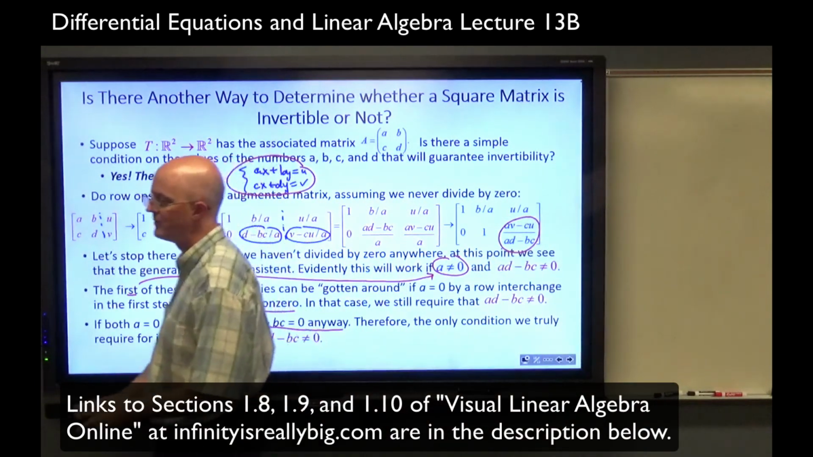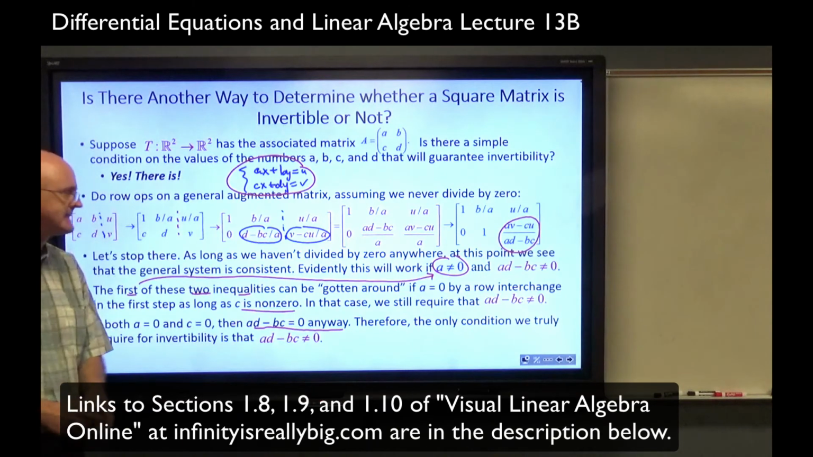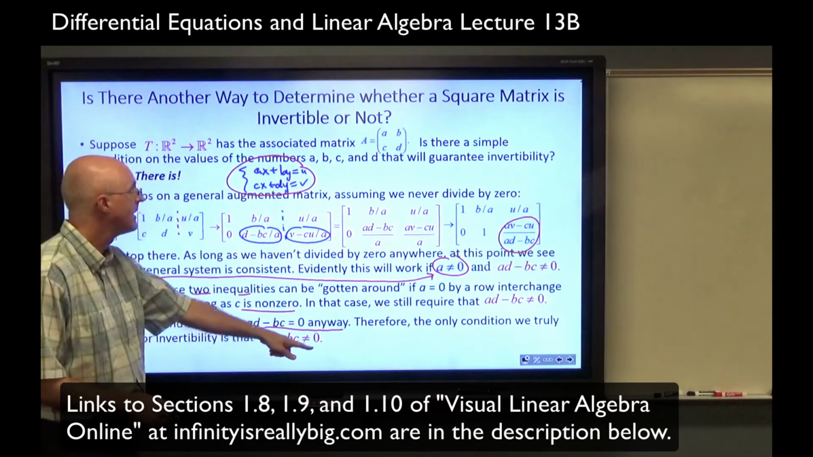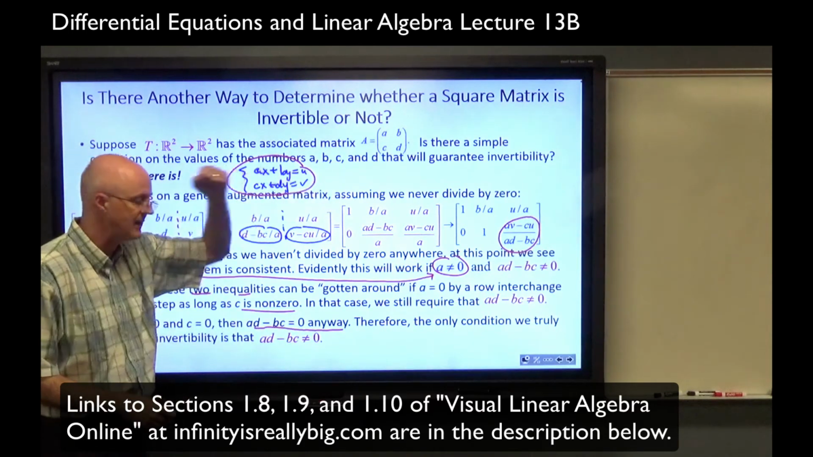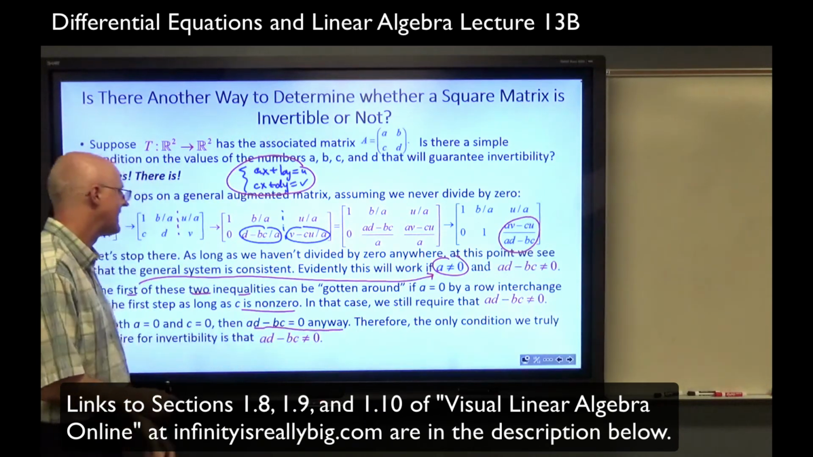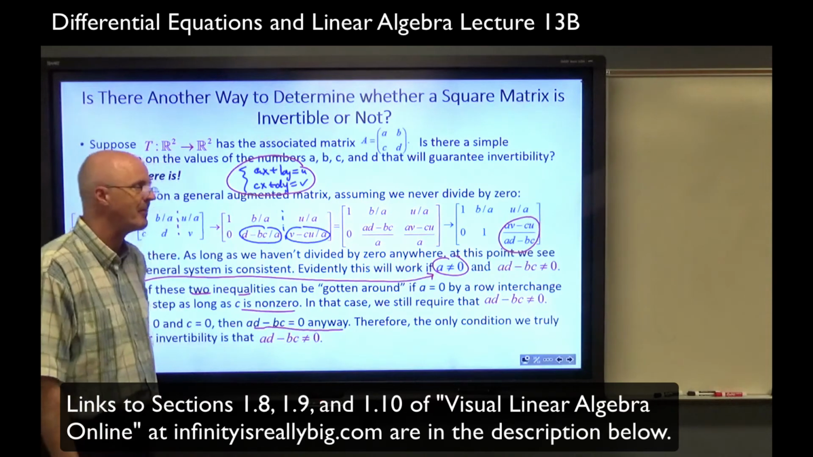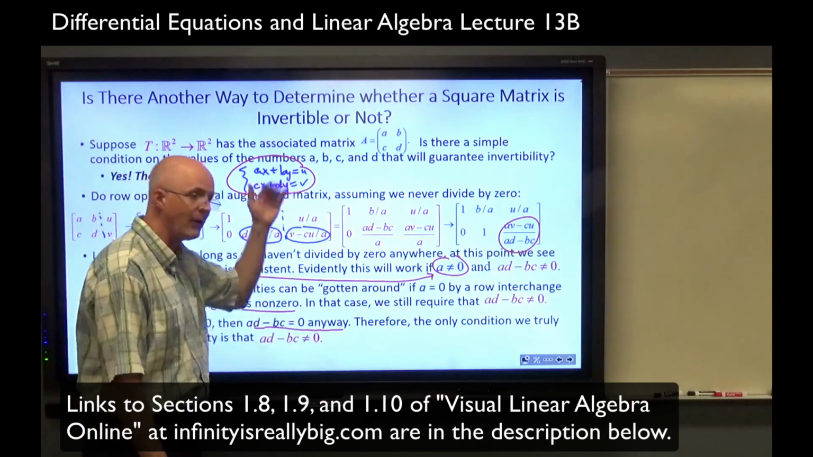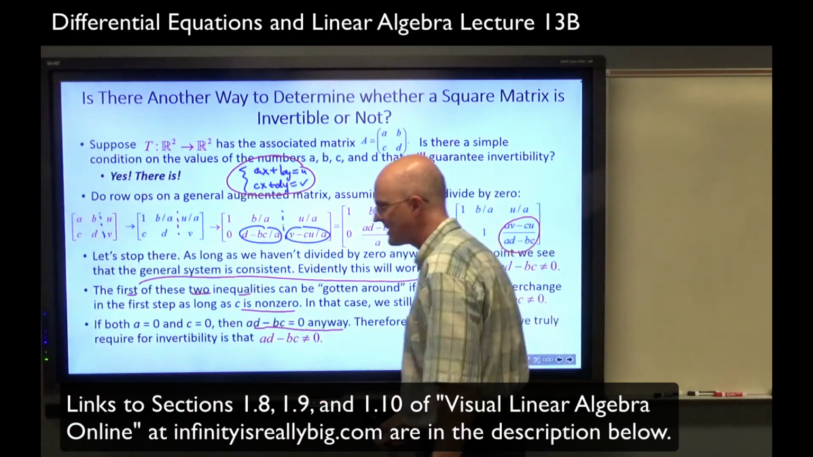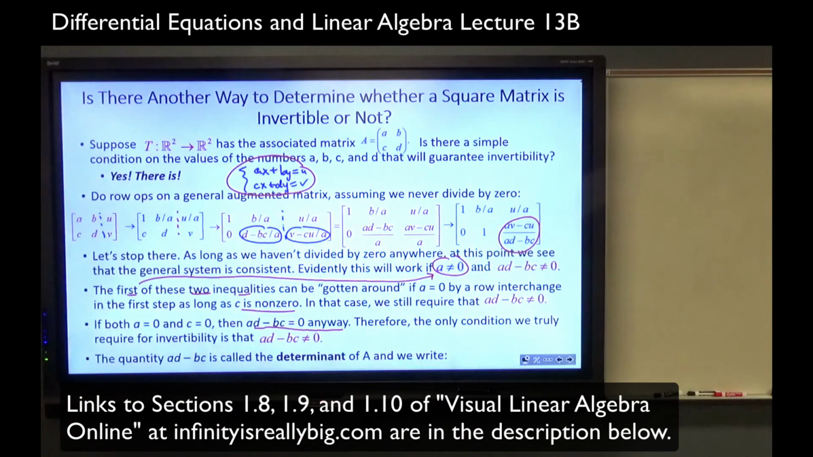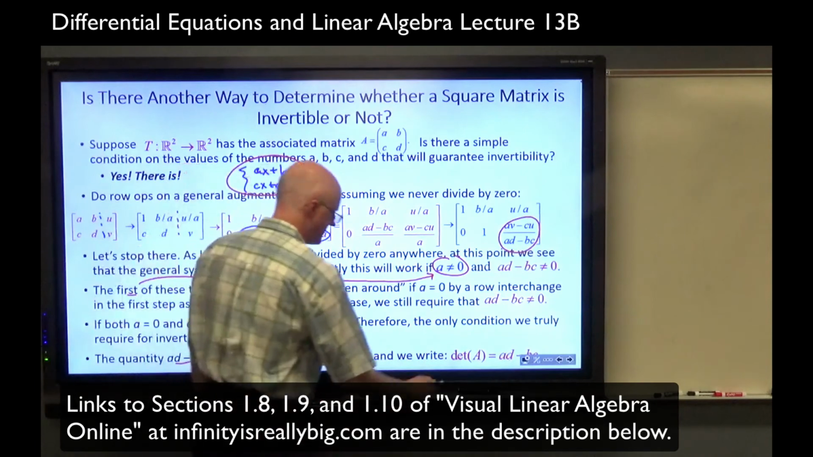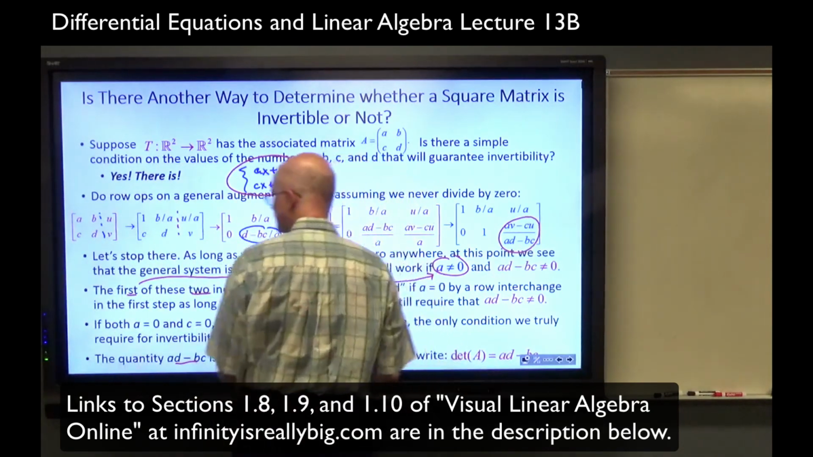AD minus BC not being 0 is equivalent to the matrix being invertible. If you know this is not 0, then A will be invertible, and you'll be able to find A inverse. And vice versa, if A is invertible, this, which is called the determinant, AD minus BC, is non-zero. If it is 0, then you'll know A is not invertible. AD minus BC is called the determinant of A, and we write det of A equals AD minus BC.